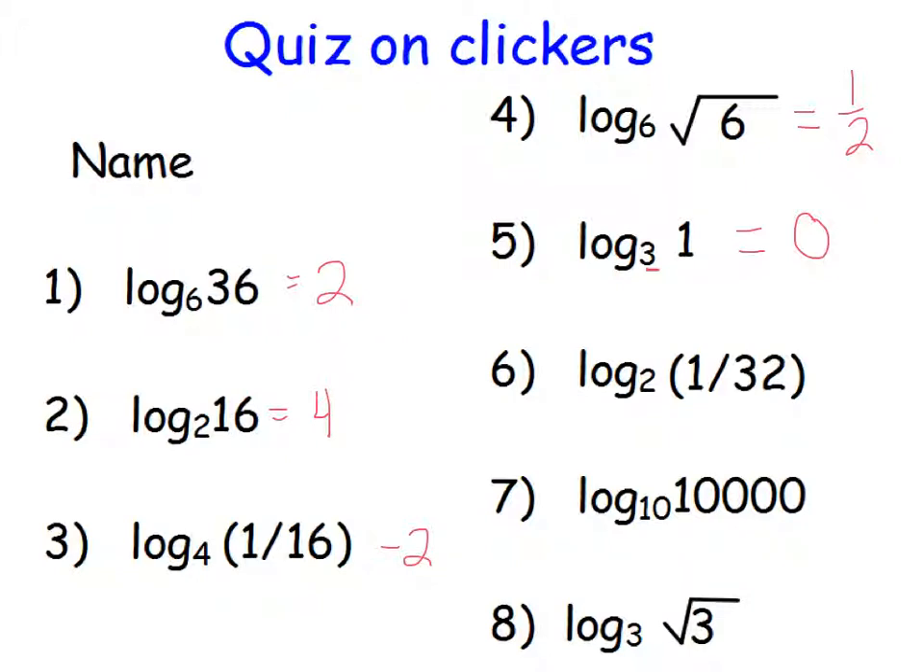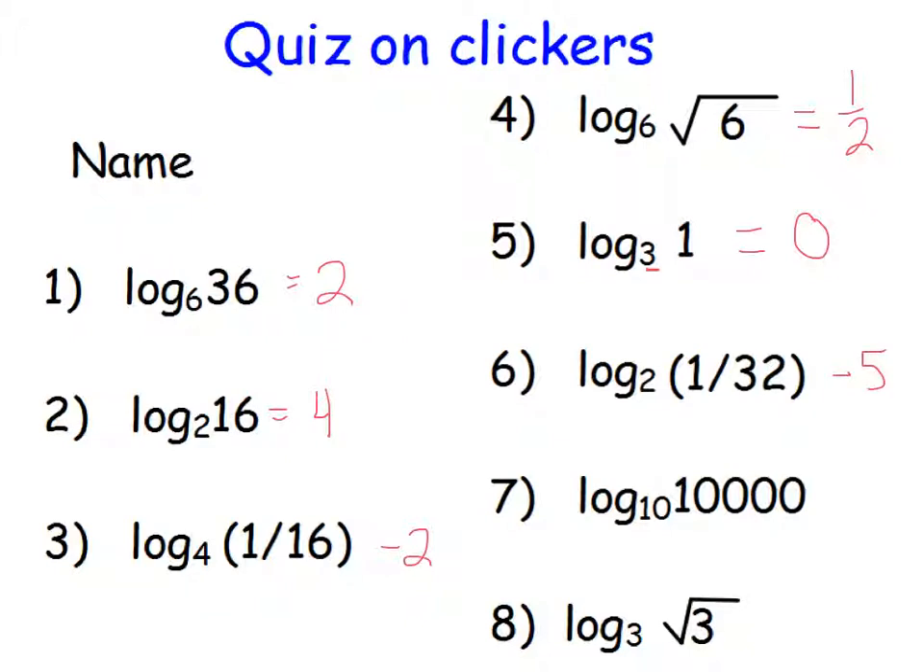All right, on number 6, here's another one of these fraction ones. So the first thing I have to do is figure out 2 to what power would get me a 32, and that would be to the 5th power. And then in order to bump it to the denominator, I've got to make it negative. So it should be a negative 5.